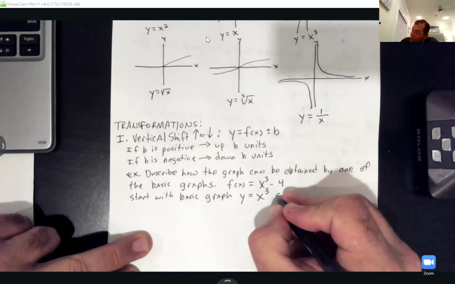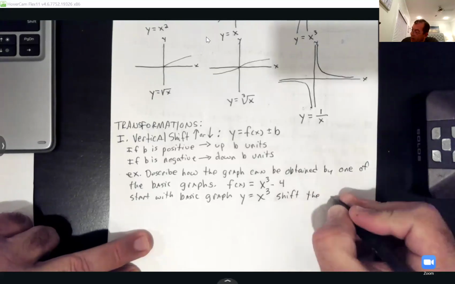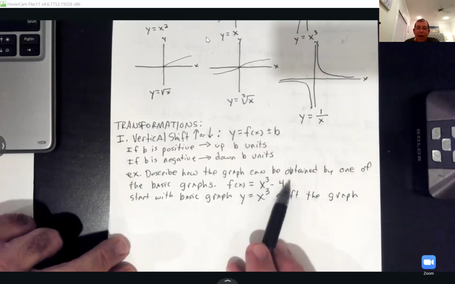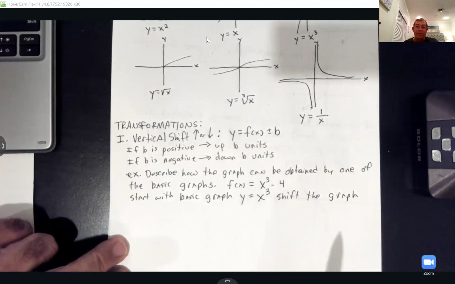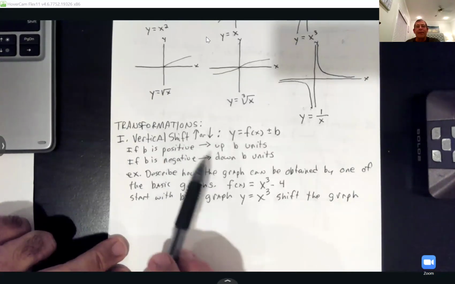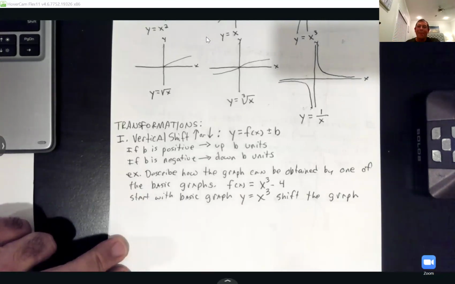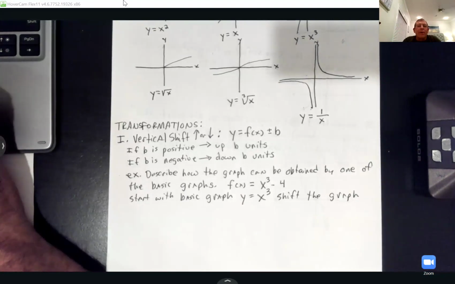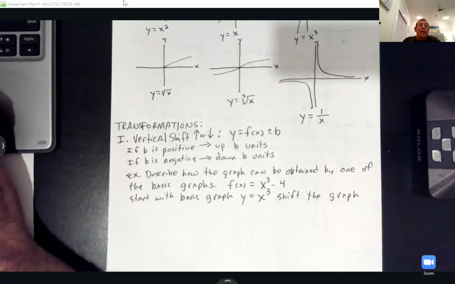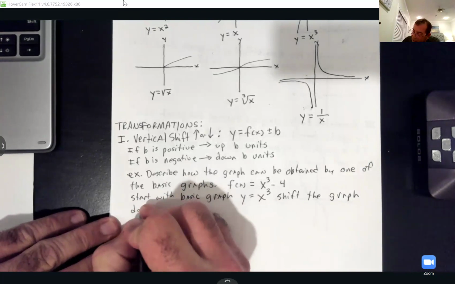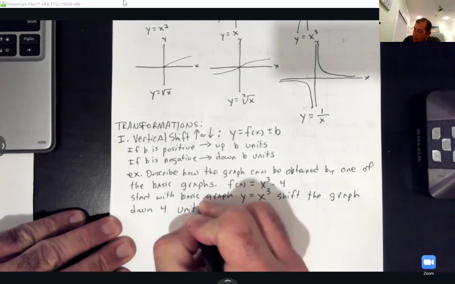Now, we shift the graph. Well, y'all, what is that minus 4 doing to my graph? If I have a negative 4 attached to the end of my function, we have 2 choices. It's either going up or down. So since this is my negative b, oh, I didn't see my chat lighting up, y'all. Let me see. So good job. It's definitely going down. That's a negative 4. So it's going to shift the graph down 4 units.